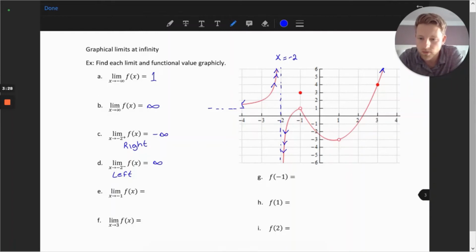In part E, we'll take a look at a two-sided limit. This is the limit as x goes to negative 1. So if we consider the two-sided limit as x goes to negative 1, we are approaching this hole in our graph at the height of 1. We don't mind that it's a hole in the graph as long as the two sides are approaching the same value, and so we would call that limit value positive 1.